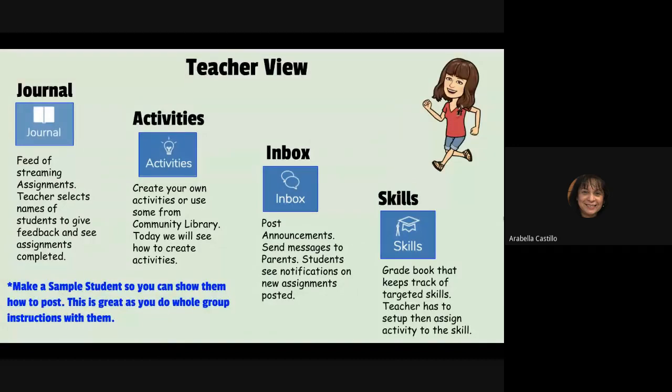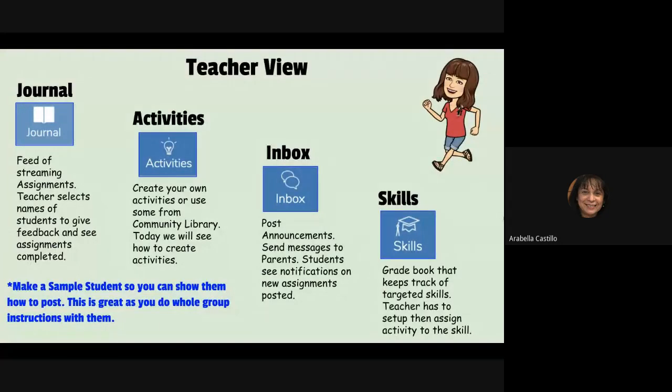Under the journal tab is where you'll find a lot of the student work. The kids will go in there and look for their assignments. And when you're on that tab, the teacher can specifically select a student name and then go in to see what their assignment is and give them feedback and grade and all that information.